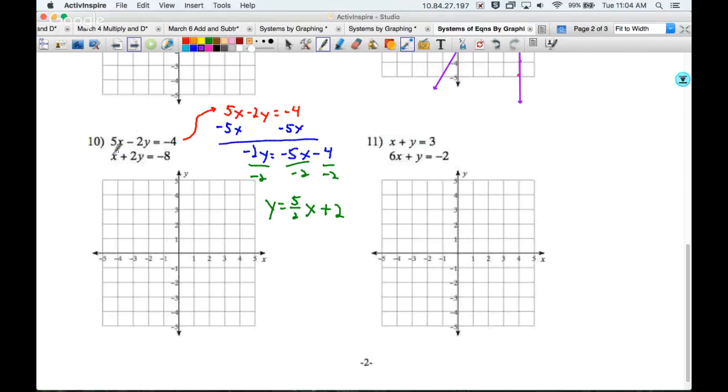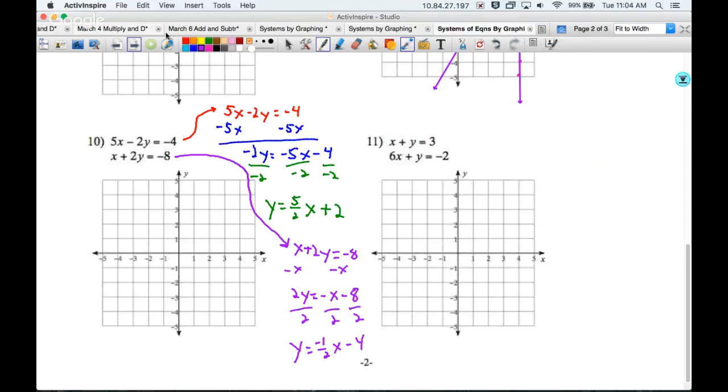Let's do the same thing for this equation. Bring it down here. So x plus 2y equals -8. I'll move the x to start. 2y equals -x minus 8. Divide everything by 2. We'll get y equals -1/2 x minus 4. All right, and now I've got two equations that I can just graph and find the intersection point.